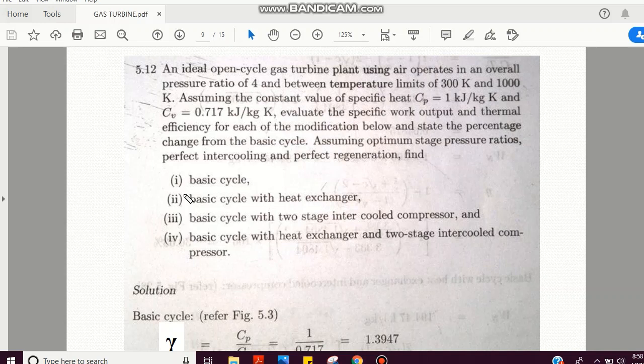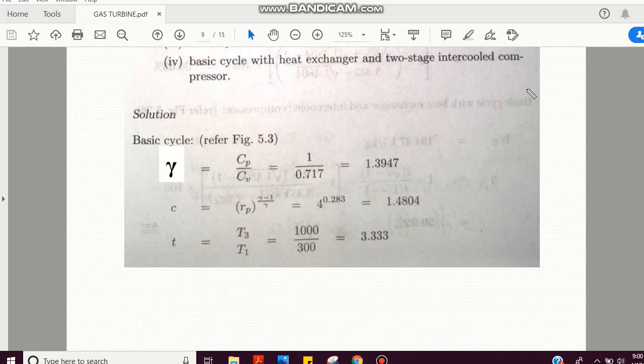Find the basic cycle with heat exchanger, basic cycle with two-stage intercooled compressor, and basic cycle with heat exchanger and two-stage compressor. So we have to find out the values for all these four processes. Let's see how to find out these values.